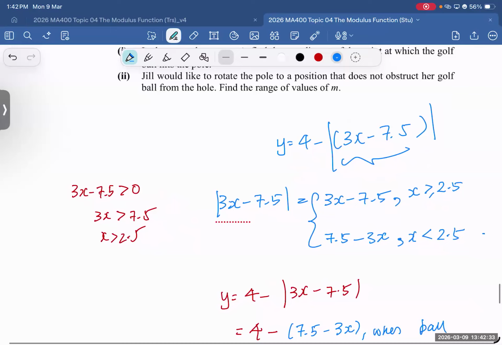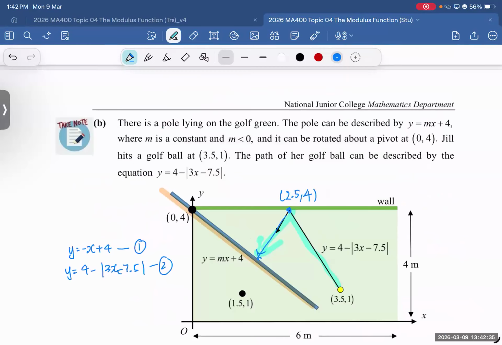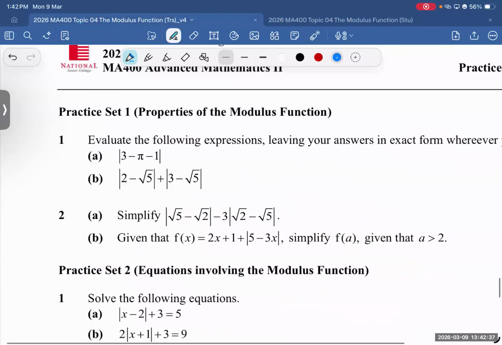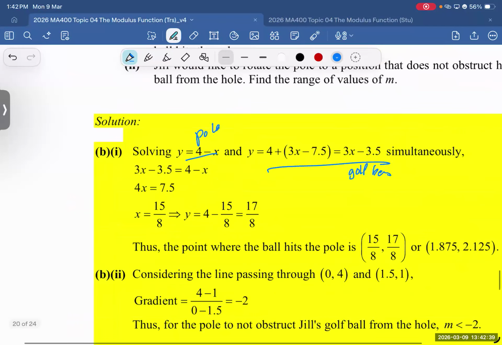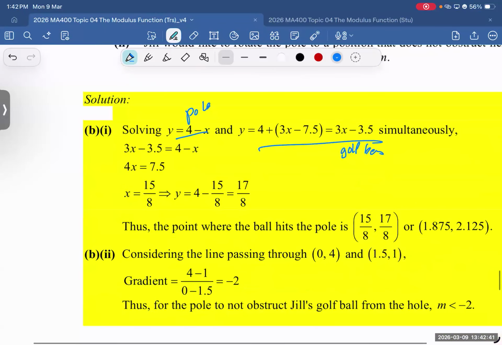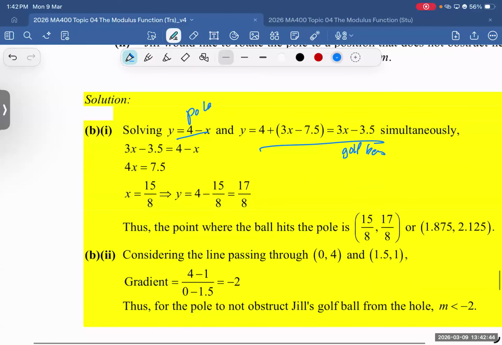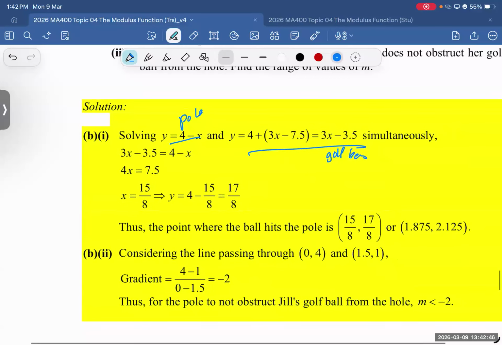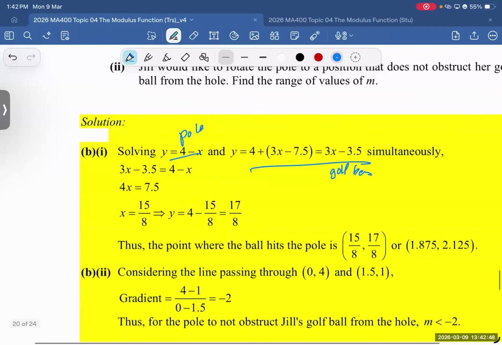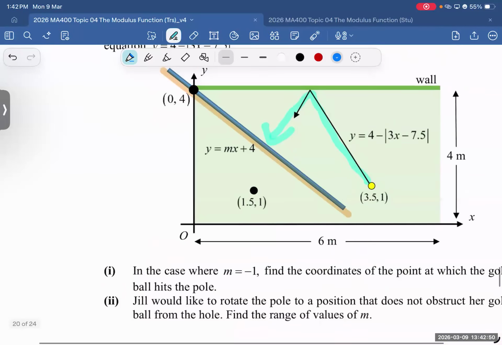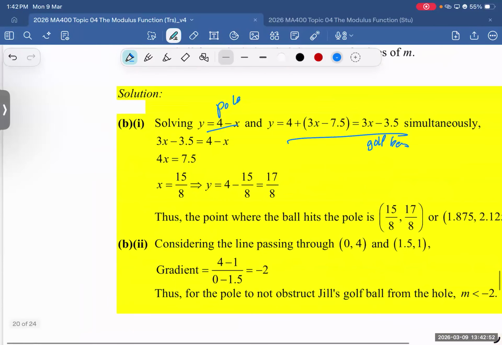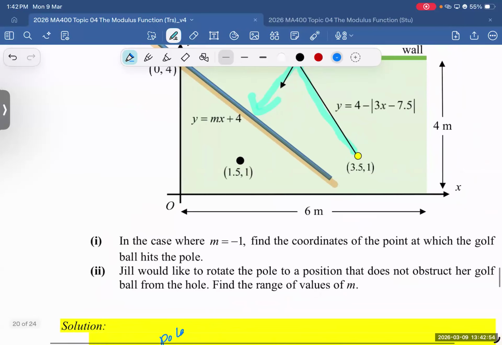So now we talk about part 2. Now part 2, I want to rotate the case where it does not hit, the 4 minus 1. I want it such that it does not obstruct the golf ball from the pole. Find the range of values of x.